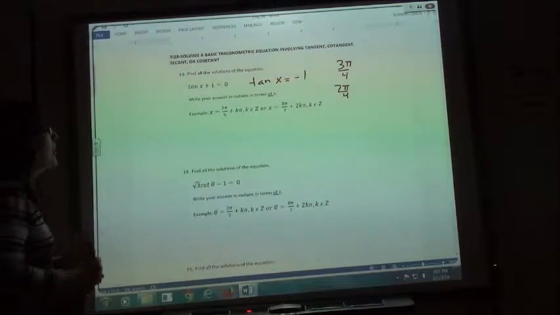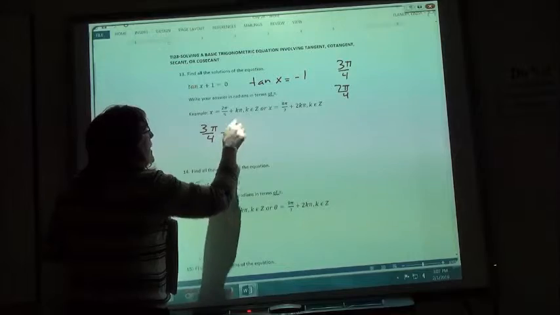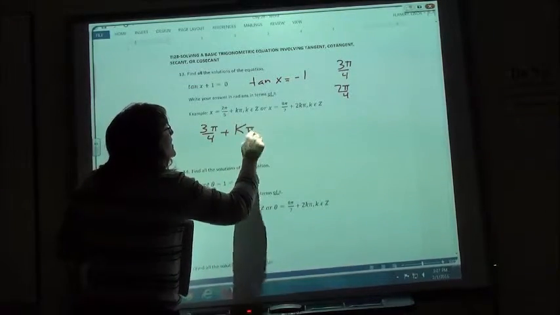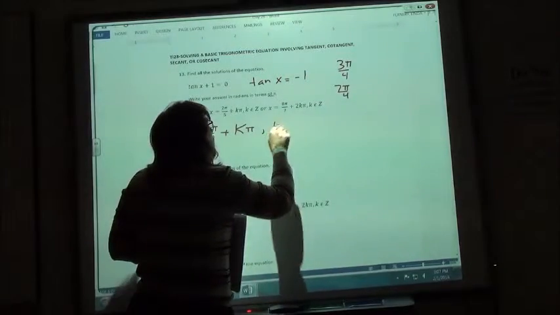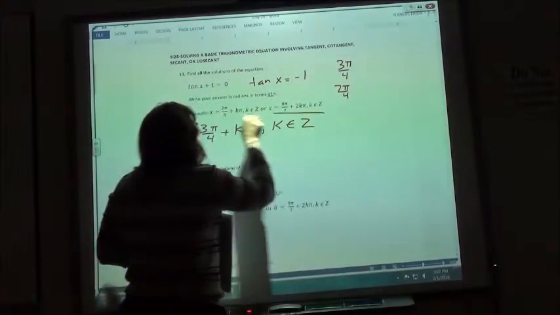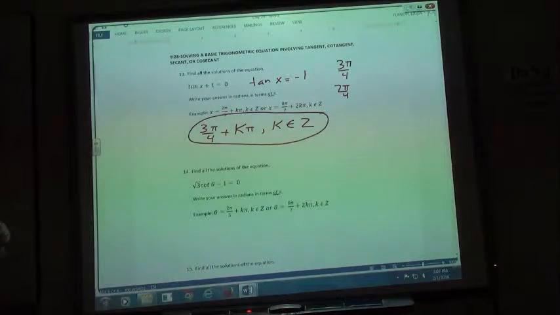And so in this one, we're just going to say 3 pi over 4 plus k pi instead of 2k pi and having to do 2 answers. And, of course, k is going to be an element of z. K is an integer, in other words, 1, 2, 3, 4.